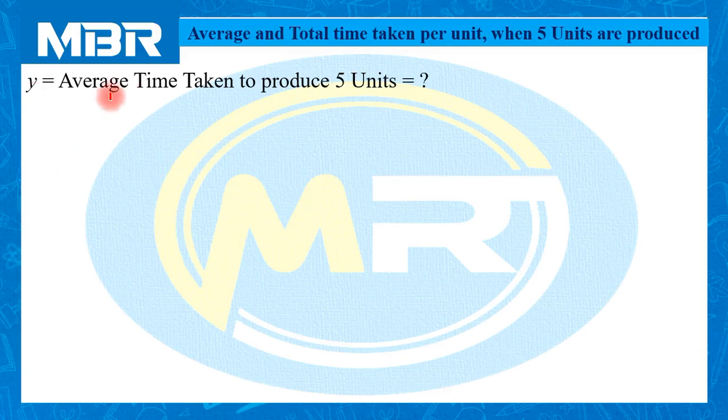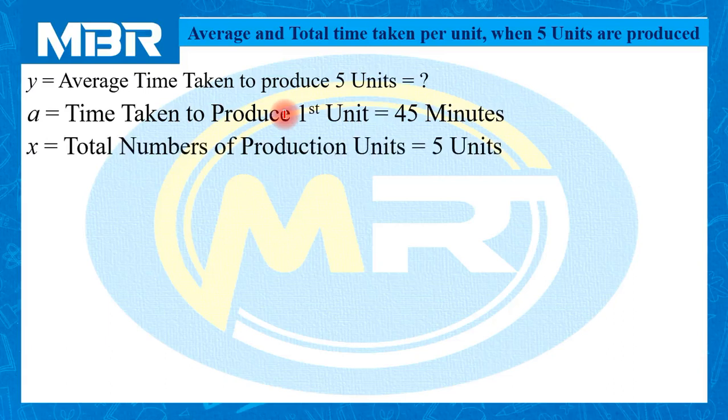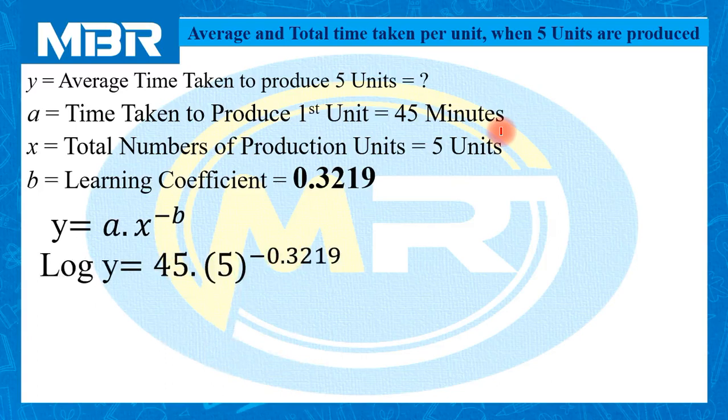First of all, we need to calculate average time per unit to produce 5 units, that we don't know. A, time taken to produce the first unit of output, is 45 minutes. X, total number of production units, is 5. And b is equal to the learning coefficient, 0.3219. The learning coefficient that we computed at the first stage of the solution is highly useful to us in each and every solution. Let us insert the values in the formula.